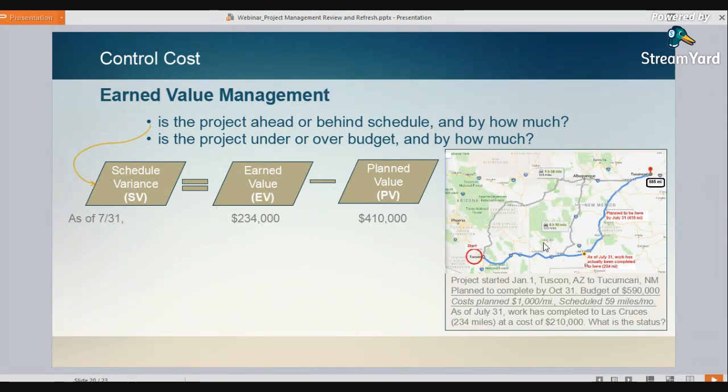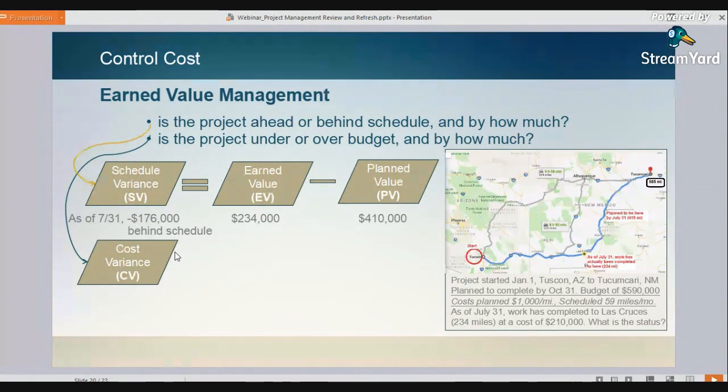So our value of the work completed is $234,000. If we subtract what we accomplished from what we plan to accomplish, we end up with a negative $176,000. That's just math, subtraction. We're behind schedule. We end up with a negative number. That's bad. We're behind schedule, and we're significantly behind schedule. That's our schedule variance.